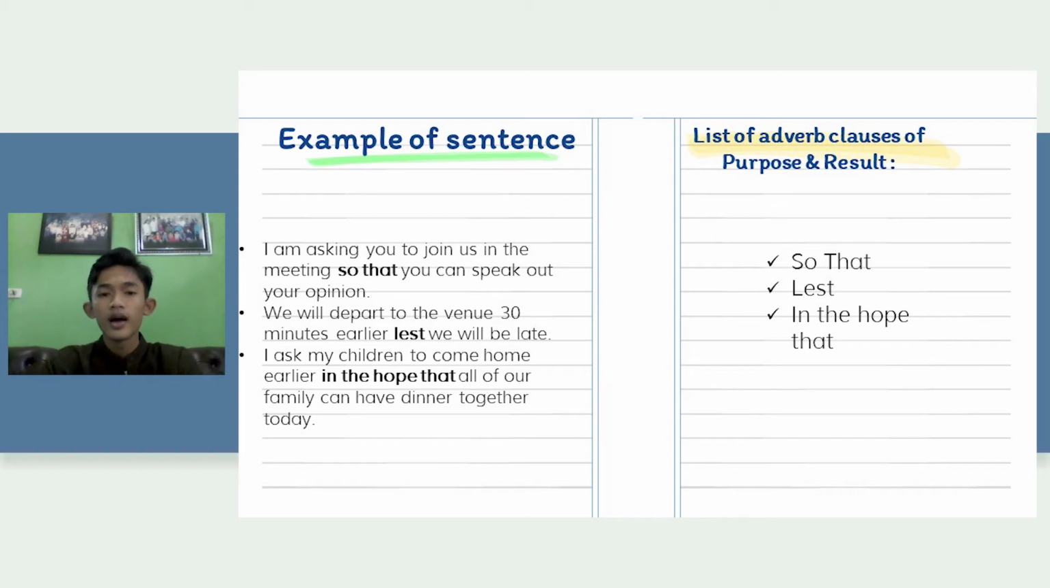Number 3, I asked my children to come home earlier in the hope that all of our family can have dinner together today. And the meaning is saya menyuruh anak-anak untuk pulang lebih awal dengan harapan seluruh keluarga bisa makan malam bersama hari ini.